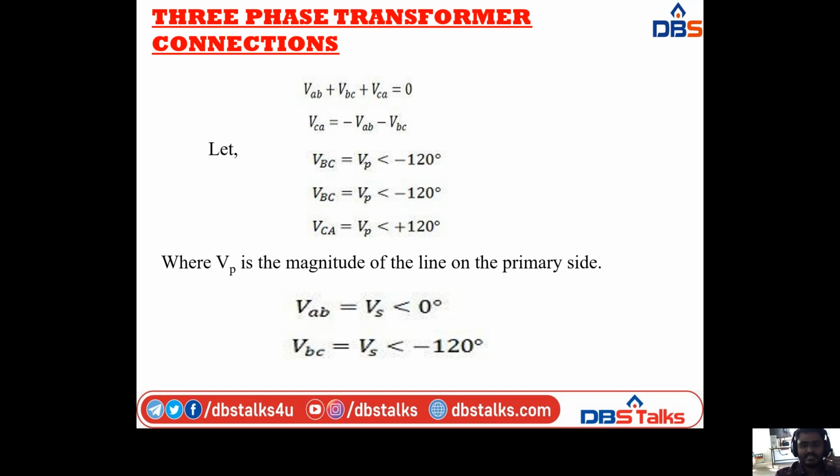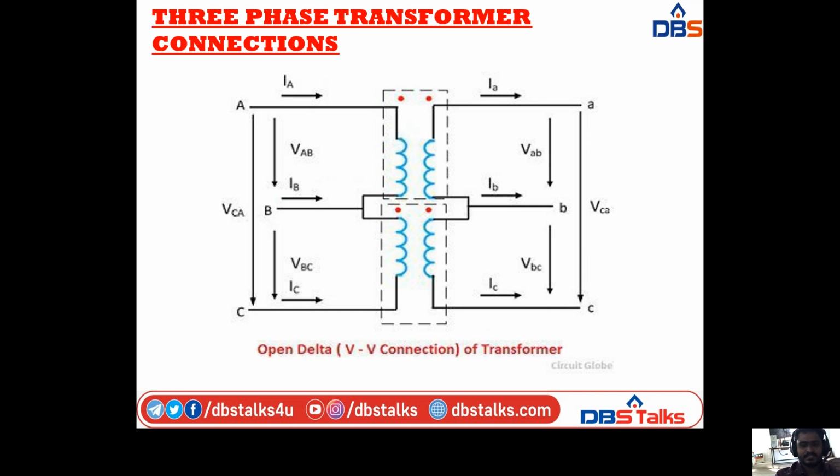Let VAB be equal to VP at an angle of 0 degrees, VBC is equal to VP at an angle minus 120 degrees, and VCA is equal to VP at an angle plus 120 degrees, where VP is the magnitude of the line voltage on the primary side. That is, VAB is equal to VS at an angle of 0 and VBC is equal to VS at an angle minus 120 degrees. So this is the open delta connection of a transformer.